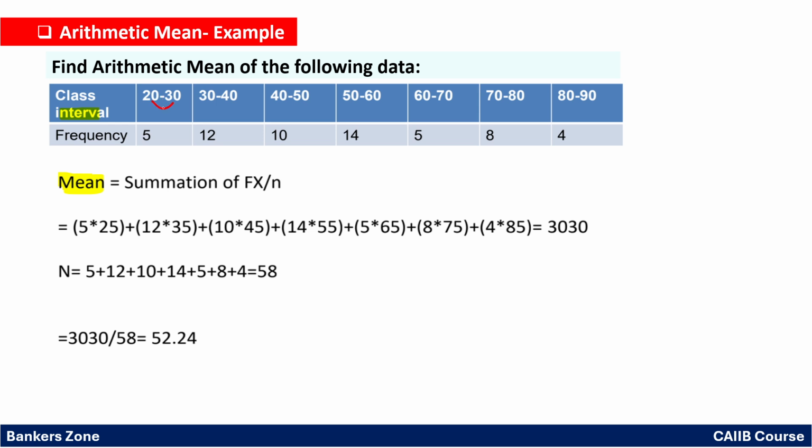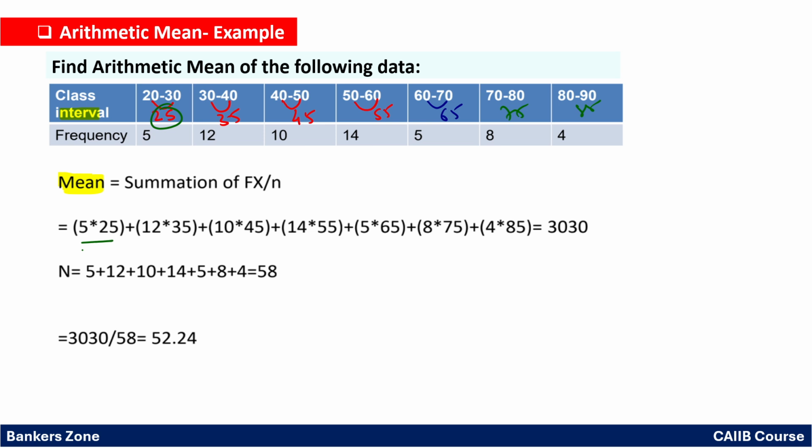See, 20 to 30, what is the mid value? 25. 30 to 40, 35. 40 to 50 will be 45. Here the mid value will be 55. Here the mid value will be 65. Here the mid value will be 75, and here will be 85, right? Middle value. So that value we have to consider in case of the interval, right?